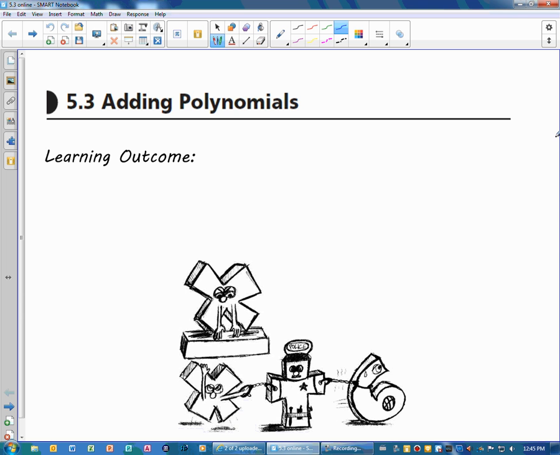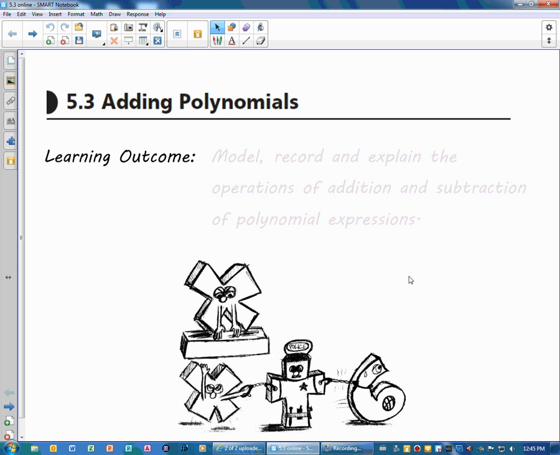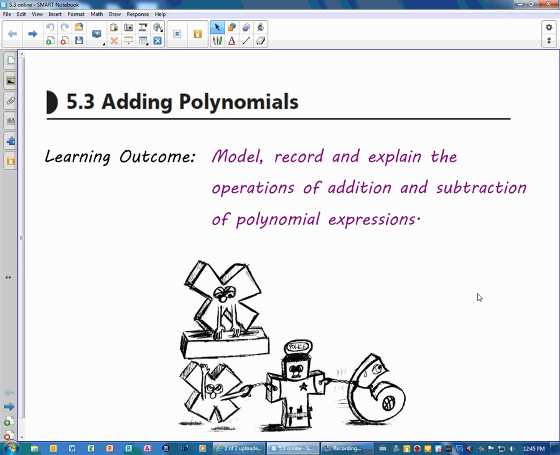I'd like you to write down the learning outcome for section 5.3, please. It is to model, record, and explain the operations of addition and subtraction of polynomial expressions. Feel free to pause the video at this point if you need to, so that you can get that down properly.